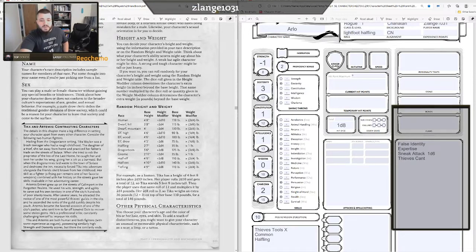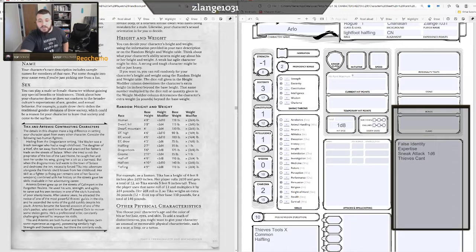So you've got your name, your gender, height and weight, and how you can pick it. Here, human, base height 4'8". Now you can add a height modifier. You roll 2d10, plus 2d10 inches. Her player rolls 2d10 and gets a total of 12. So Tika stands 5'8" now.